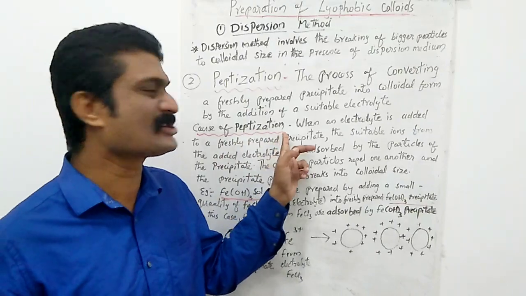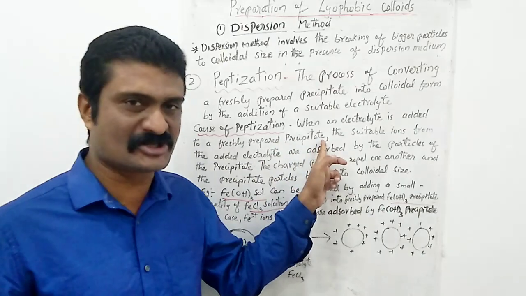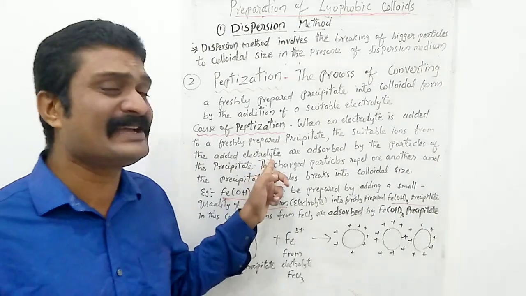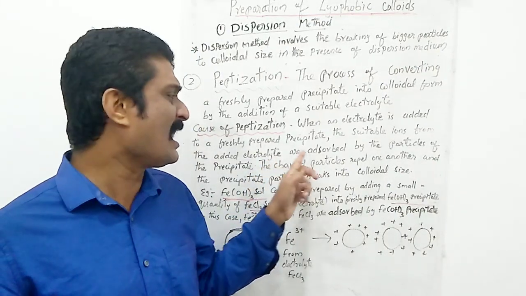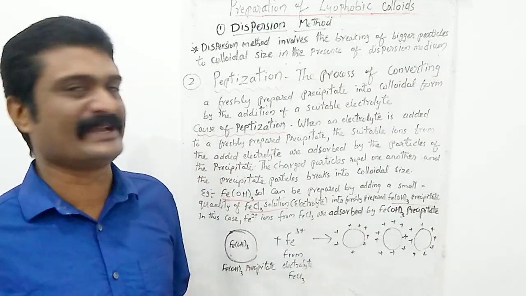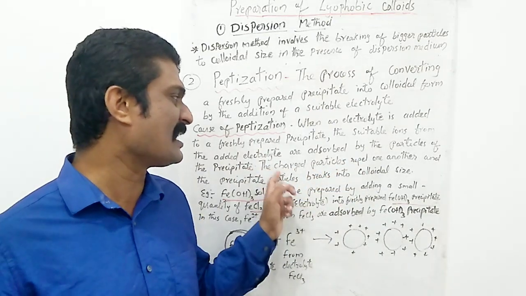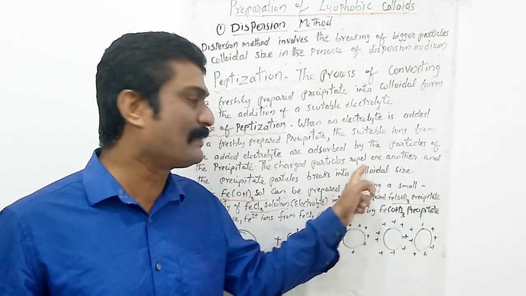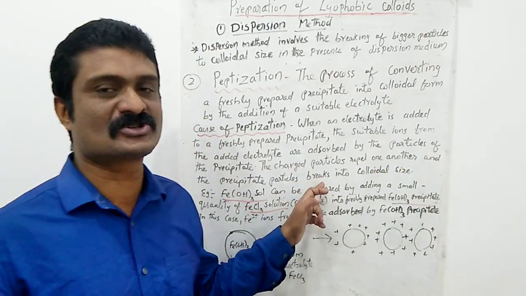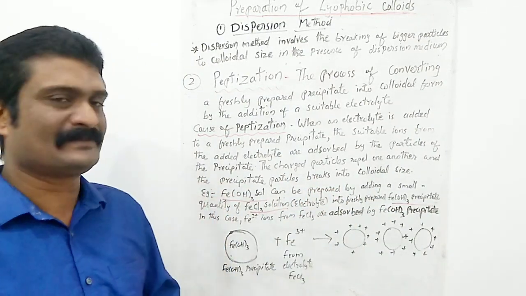Yes, cause of peptization. When an electrolyte is added to a freshly prepared precipitate, the suitable ions from the added electrolyte are adsorbed by the particles of the precipitate. The charged precipitate particles repel one another and the precipitate particles break into colloidal size.